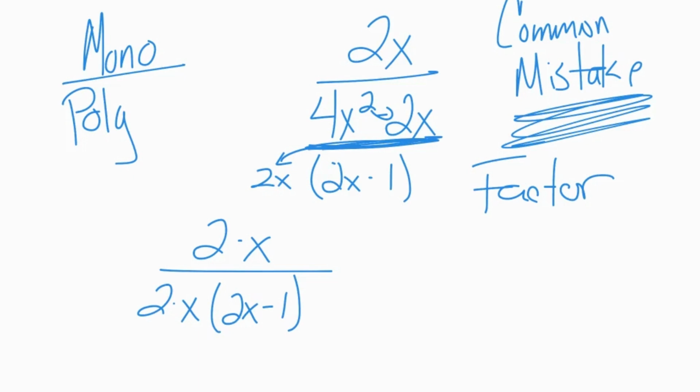So now, these 2's and this x go away, and we are left with, in the numerator, a 1, and in the denominator 2x minus 1. You have to make sure everything factors.